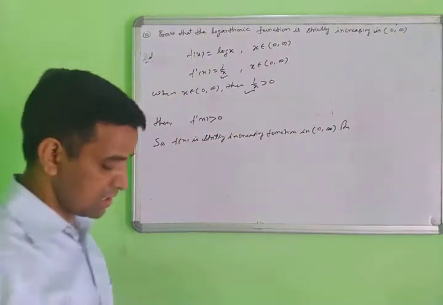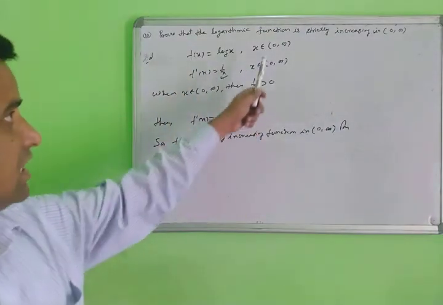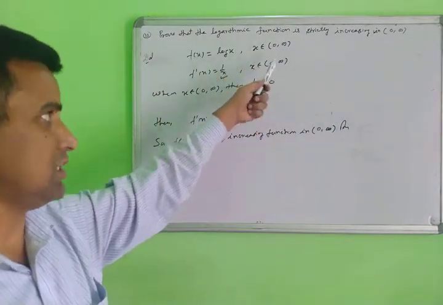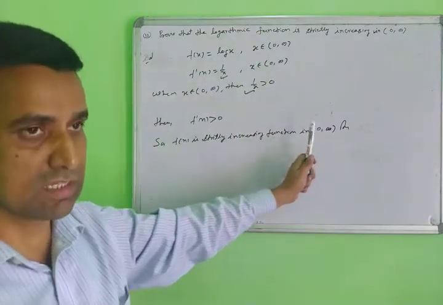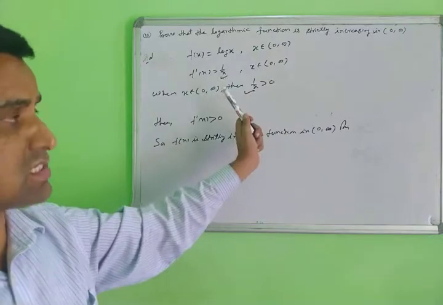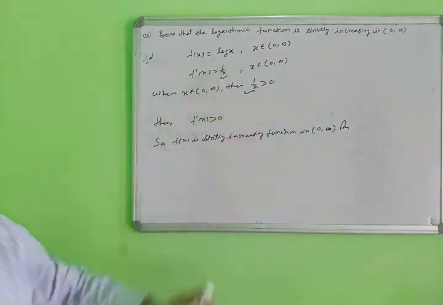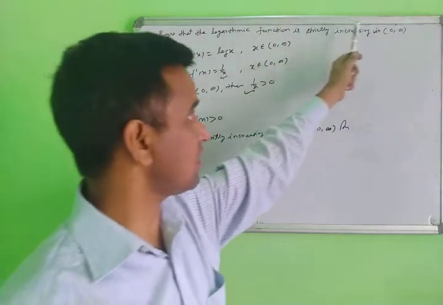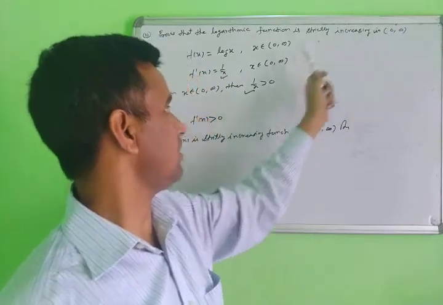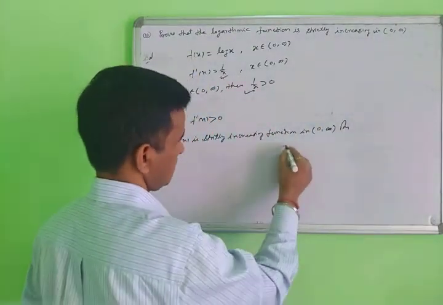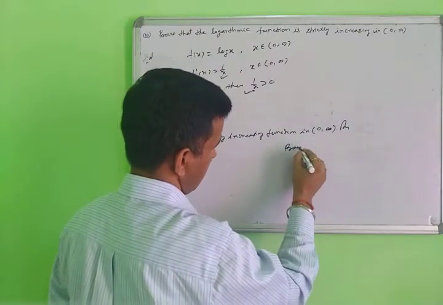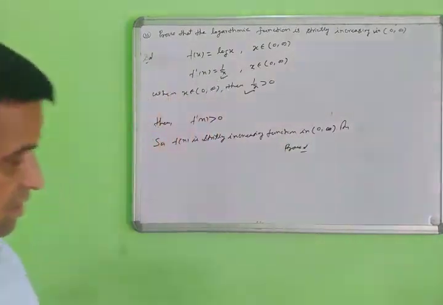This is a very important thing in the interval. Suppose you change the interval, then the result will also change. But in this interval, this function is strictly increasing. Suppose you change this interval, the result will also change. But according to the given condition, in this interval the function is strictly increasing. This is the proof. Very simple things. Yes, note it down.